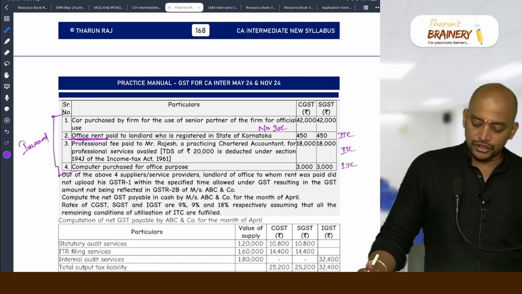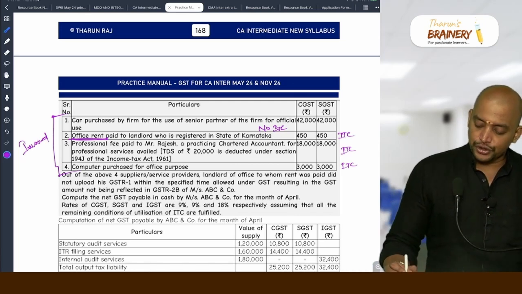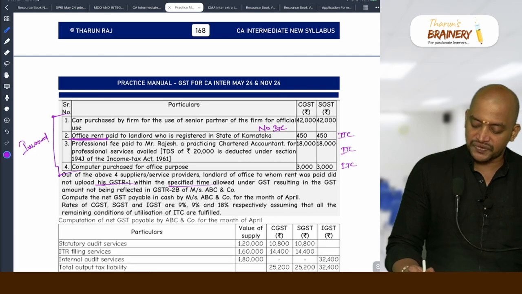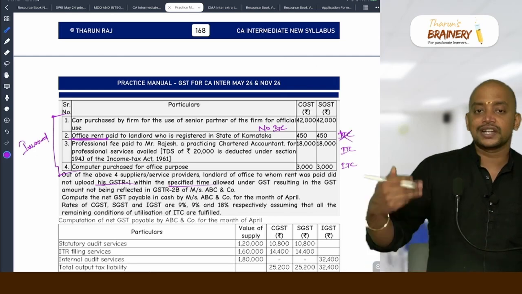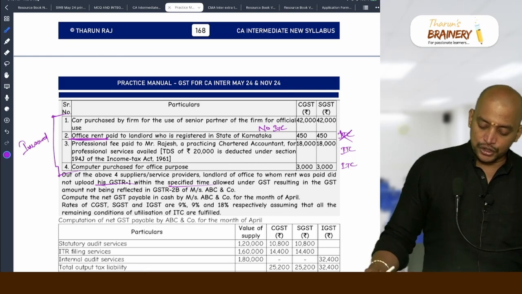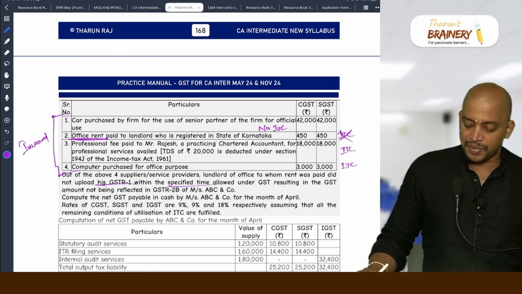Out of the above 4 suppliers or service providers, landlord of office to whom rent was paid did not upload his GSTR1 within the specified time limit. Means this office rent ITC gone. Okay, so not reflected in 2B. Means others reflected, yes. Compute the net GST payable.